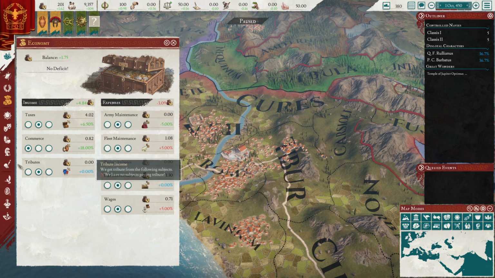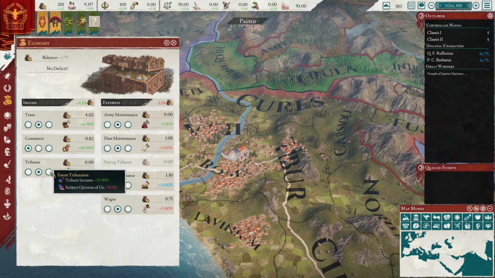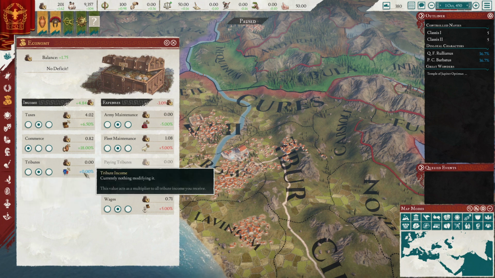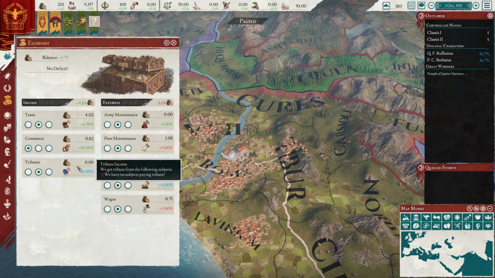Tribute income. If you have tribute, you can choose to get income from them. You can increase the income, make them hate you more, or you can decrease the income and make them like you more. This is up to your play style. This will never be a main source of your income. I'd be very impressed if you found a way to make this a main source of your income, because there are limits to the amount of clients that you can have, except for feudatories, which only provide manpower, no money.